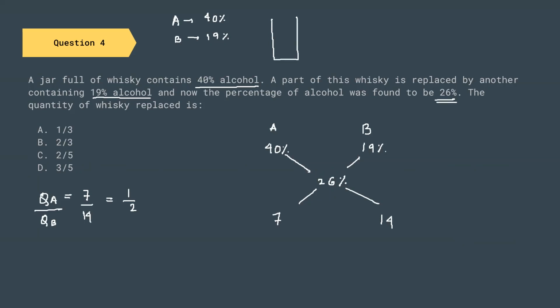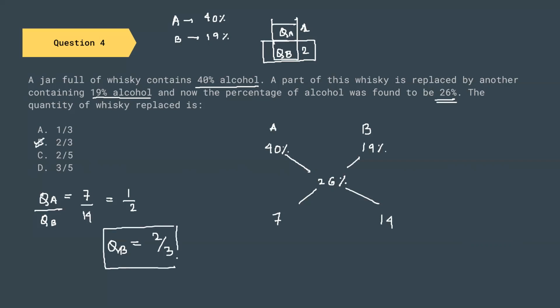So if we have a can like this, one part is quantity A and two part is quantity B. This is one part and this is two part. And what do we know? We know that initially this can contained full 40% alcohol, but some amount was replaced. So this was the amount that was replaced. That is quantity B was replaced. Now let us find how much was quantity B. So you can say that quantity B is 2 by 3. So the final answer will be 2 by 3.